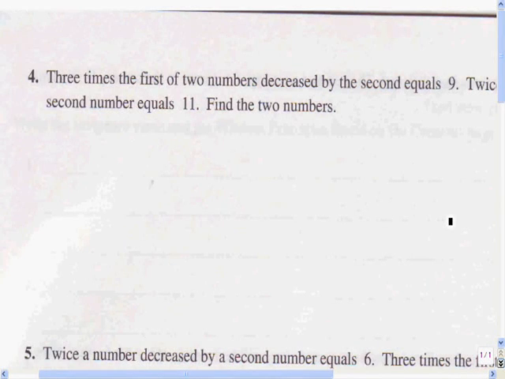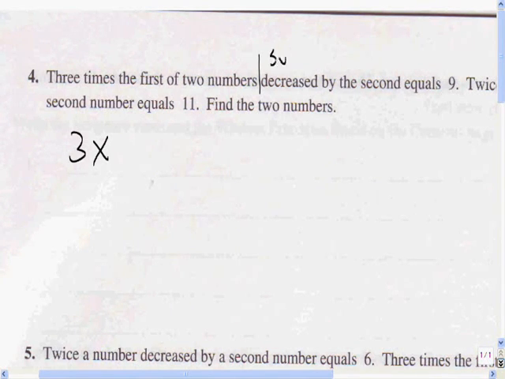Okay, so let's look at the first part of this word problem. The first part tells us that 3 times the first of two numbers. So let's stop here. 3 times, so 3 times the first, 3 times x, because x is always the first number, of two numbers. So we wrote that part already.